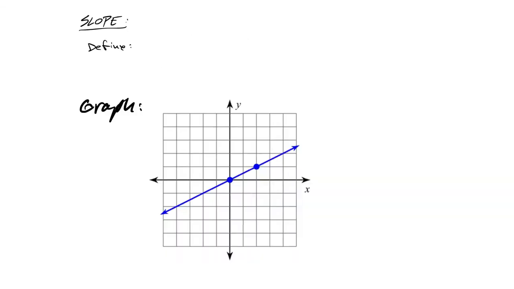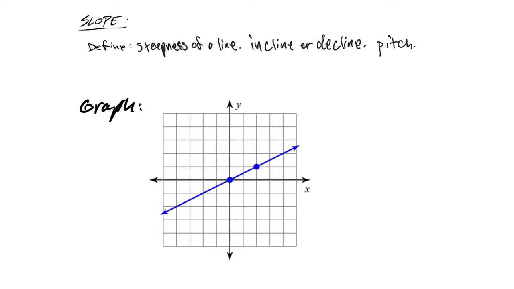What is slope? Let's define it. Some words you may have seen: the steepness of a line, the incline or decline. Sometimes you hear pitch when you're talking about a roof. Slope can also be measured as rise over run.